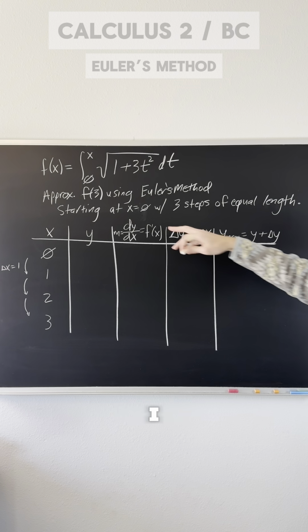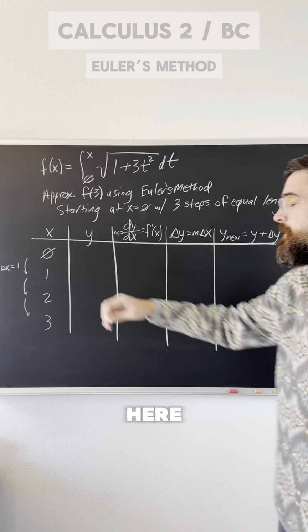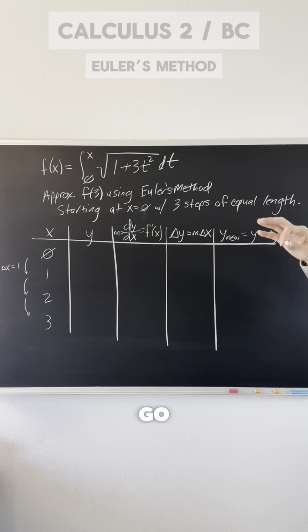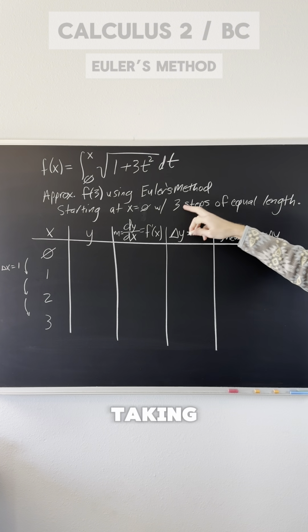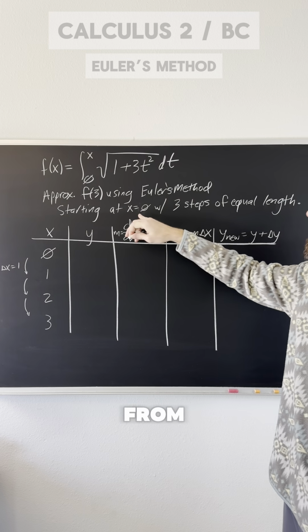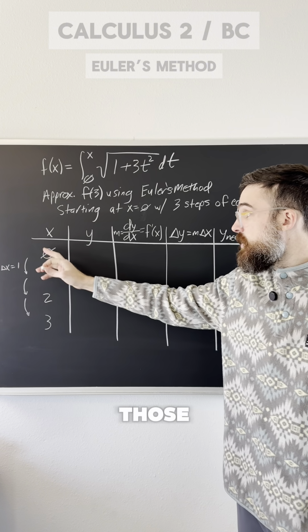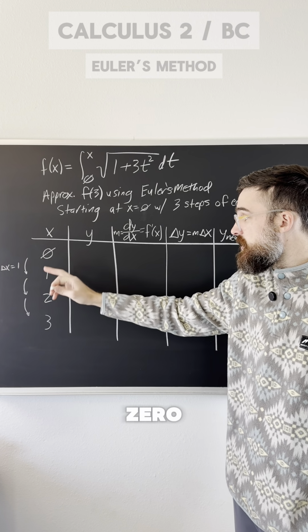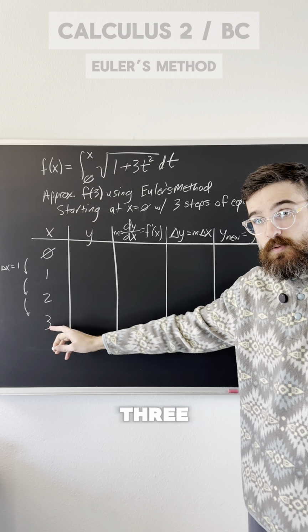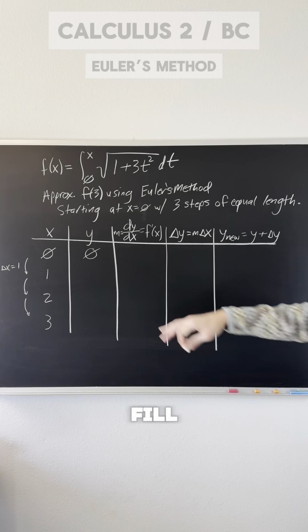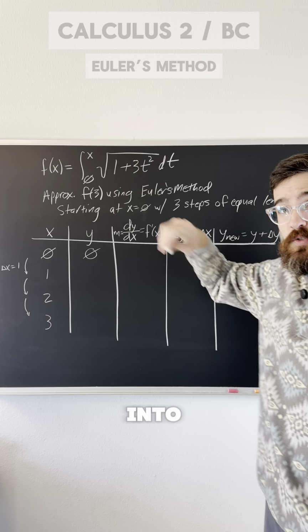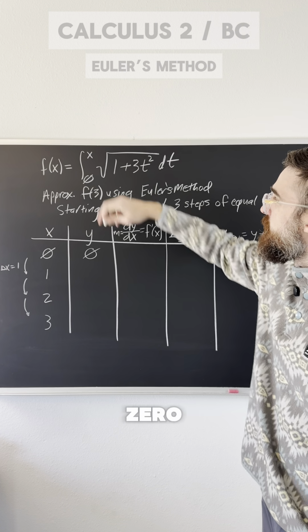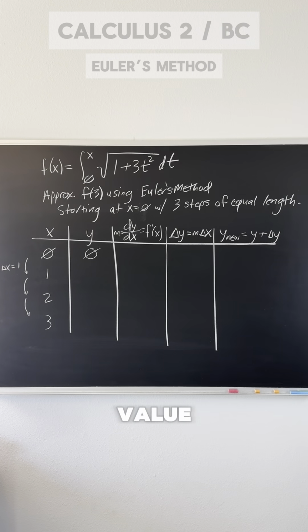I'm told in the problem that I start at x equals 0, so I'll start here. And then I go ahead and take my steps according to what I'm told. So here, taking 3 steps of equal length from 0 to 3, each of those would have a width of 1, which means I go 0 to 1, 1 to 2, and 2 to 3. I'll also go ahead and fill out my y value when x equals 0. If I plugged in x equals 0 into my original function, I'd integrate 0 up to 0, which gives me just a value of 0.